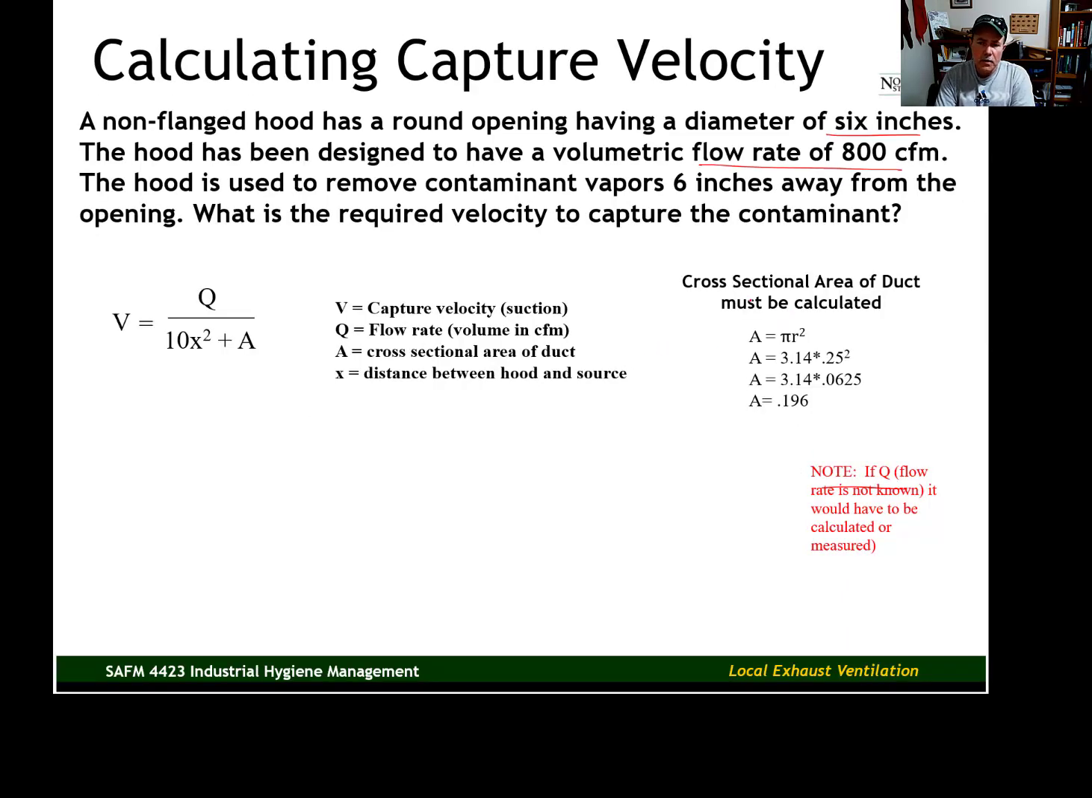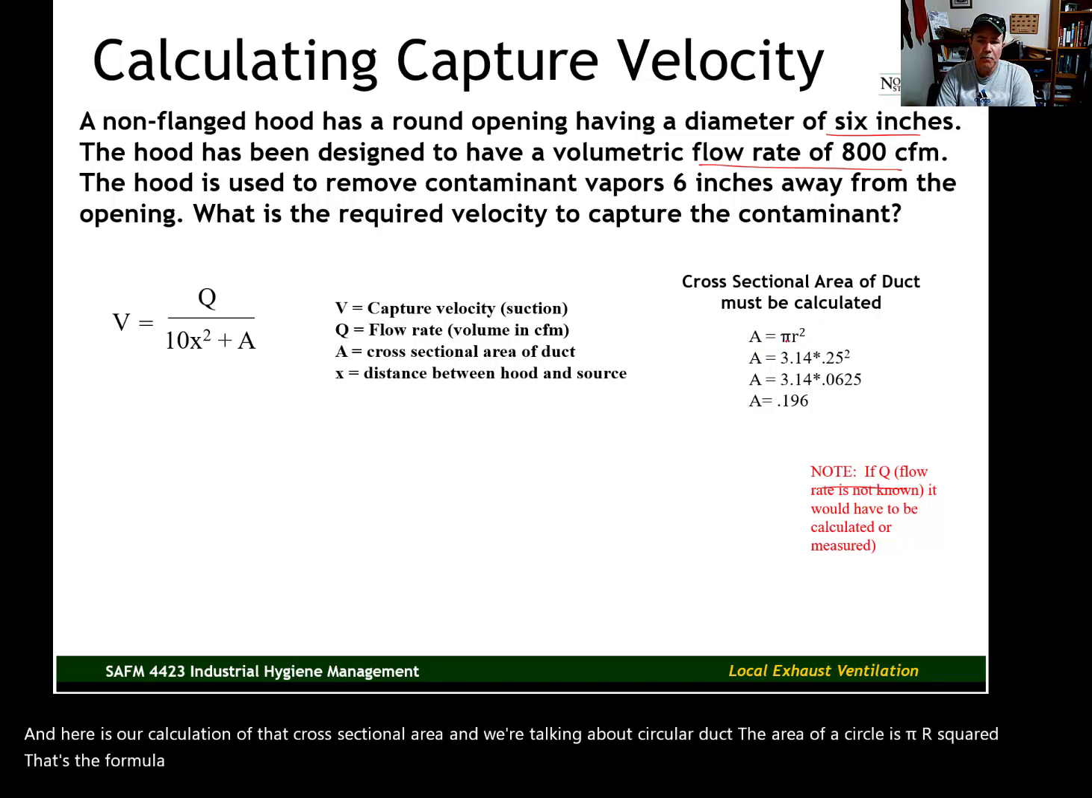And here is our calculation of that cross-sectional area. Again, we're talking about a circular duct. The area of a circle is pi r squared. That's the formula that we're going to be using. Pi is 3.14. We'll just round it to 3.14 for our purposes here.